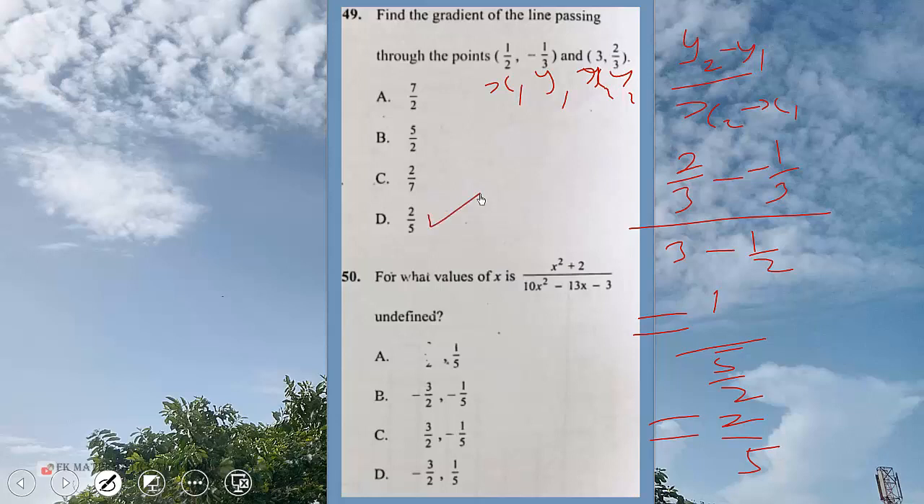Finally, to the final and last question of this paper. It's not easy. For what values of x is x squared plus 2 over 10x squared minus 13x minus 3 undefined?